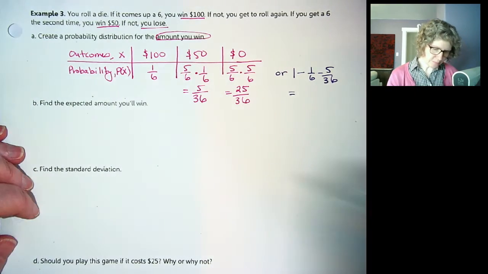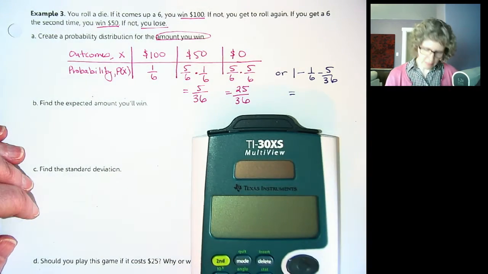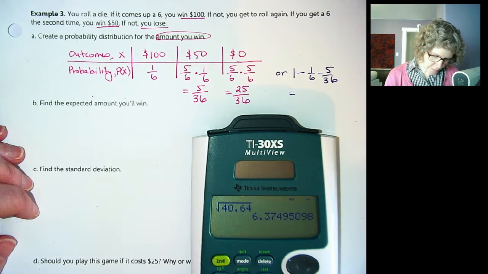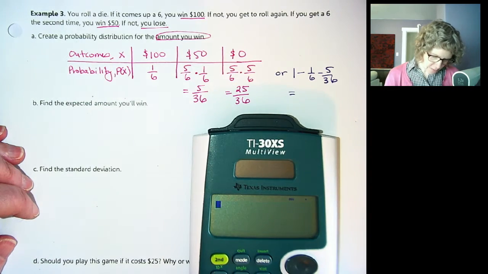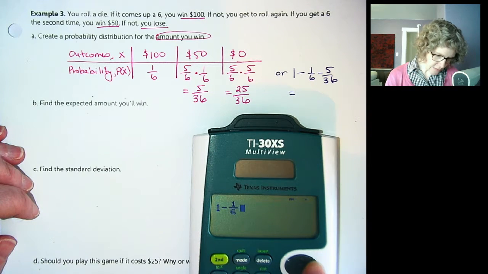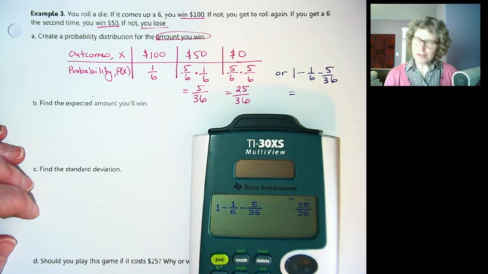Let's try it. I have a nice fraction button on here, so I'm going to use it. 1 minus 1/6 minus 5/36. 25/36.